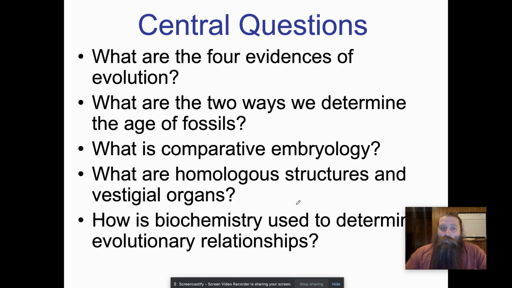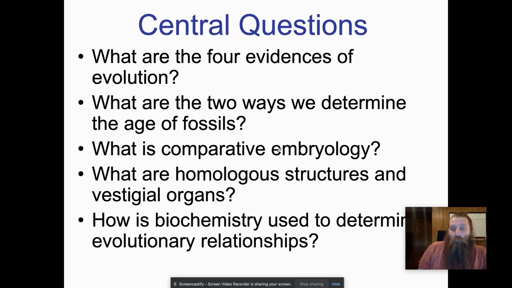So you should now know the 4 evidences for evolution. What are the branches of science that we're studying? You should have 2 ways that we can determine the age of fossils: index fossils or relative dating, and then radioactive dating. So relative and radioactive. You should be able to describe what we're comparing in comparative embryology.